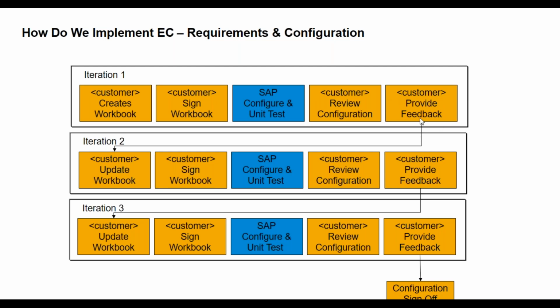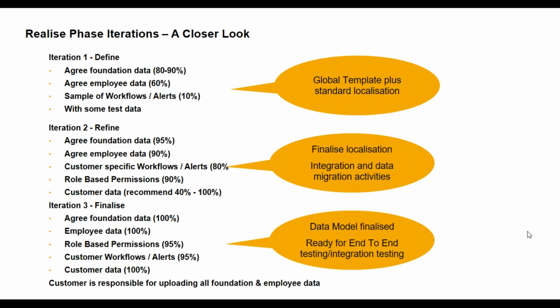All of these changes, again, your customer will track in the workbooks. Again, you do all of these things. Iteration 2. And then in iteration 3, you will be completing all of your configurations. You will have to sign off the configuration here. Again, at each iteration, what percentage of foundation objects are to be completed, what percentage of employee data is to be completed, we have that in detail here.